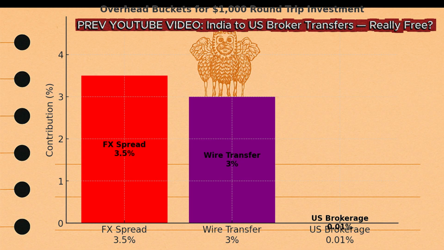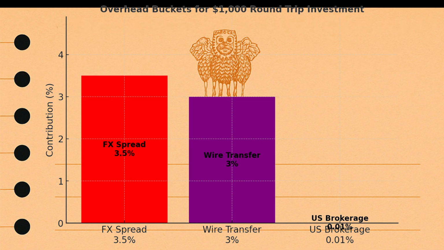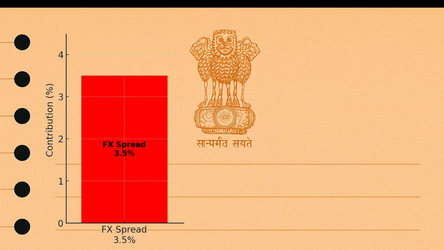Here's the bucket style visualization. The red bucket, which represents the FX spread, is around 3.5%. The purple bucket, which represents the wire transfer, is about 3%. And the dark blue bucket, which is the US brokerage, which we can conveniently ignore, is 0.01%. So in this $1,000 experiment of round tripping, we notice that the real big buckets that we need to address are the red bucket and the purple bucket.